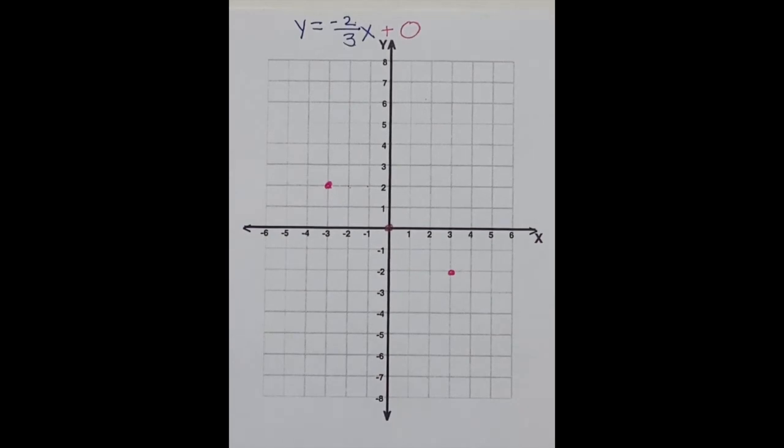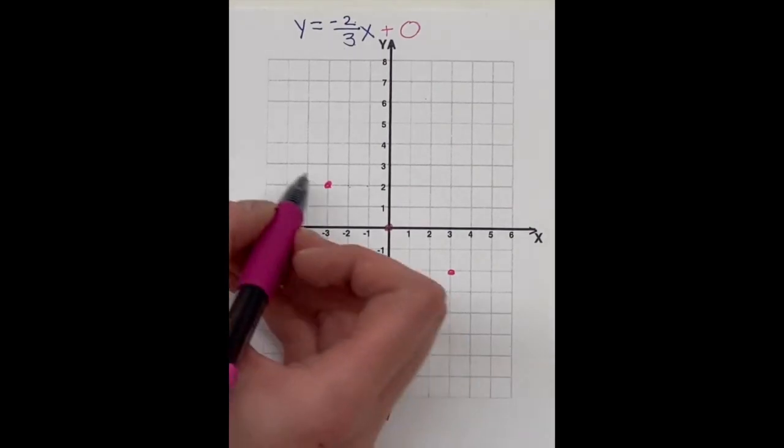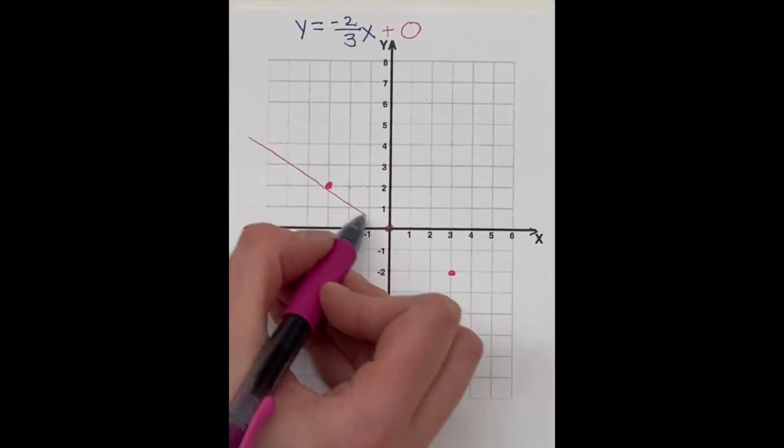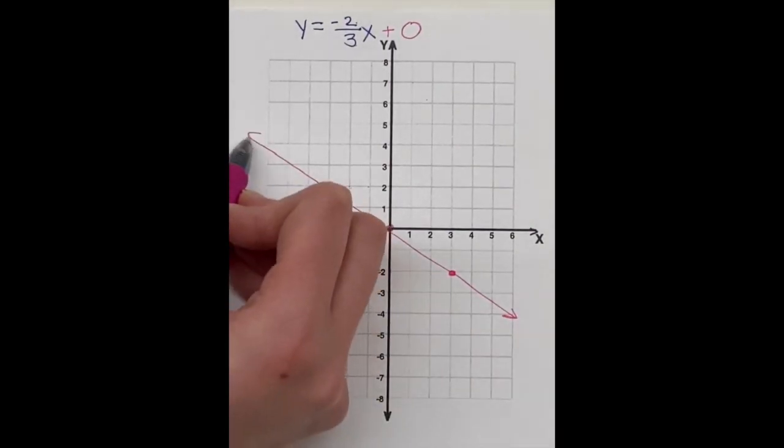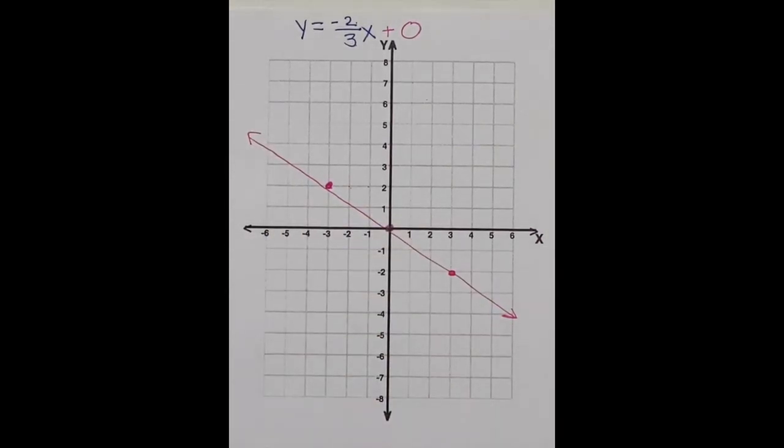And before I draw my line, I'm going to do a quick check and just see that, yes, my line is going down. If I graphed it and it was going up, I know I made a mistake somewhere. So we're going to want to check before we draw our line. And with our ruler, we would graph, put arrows on the ends of our lines, and there is our line.